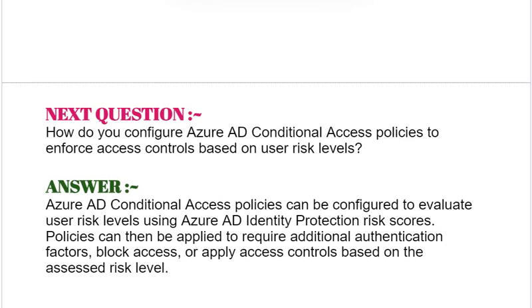Our next interview question is: how do you configure Azure AD conditional access policies to enforce access controls based on user risk levels? Your answer should be: Azure AD conditional access policies can be configured to evaluate user risk levels using Azure AD Identity Protection risk scores. Policies can then be applied to require additional authentication factors, block access, or apply access controls based on the assessed risk level.